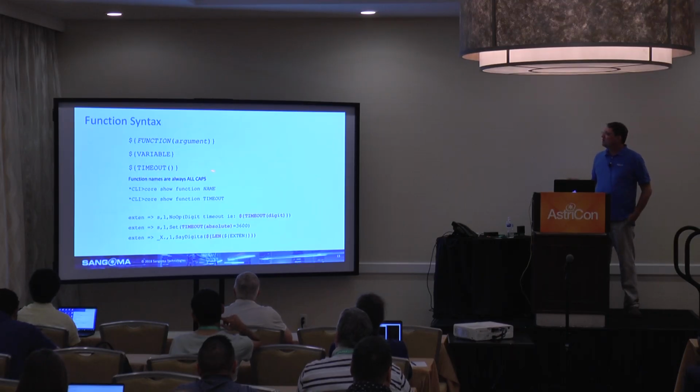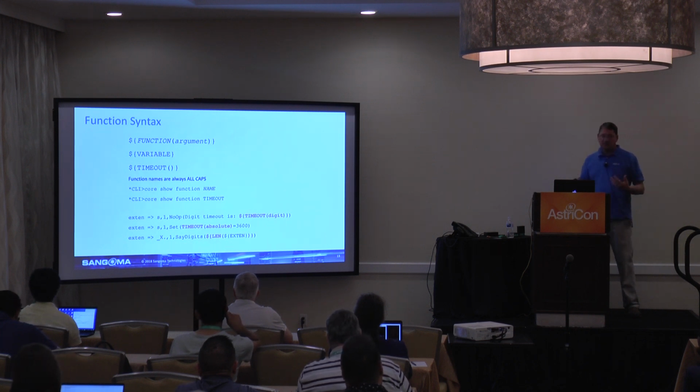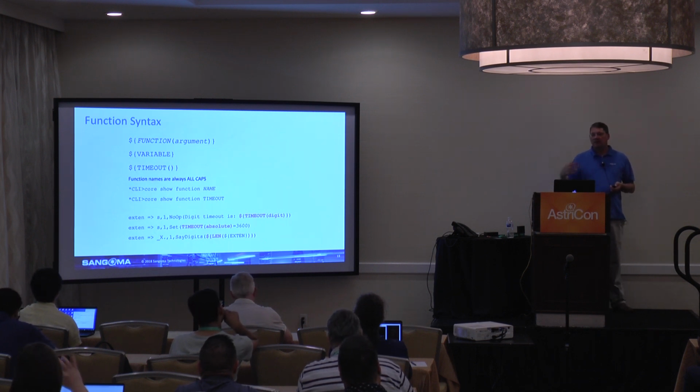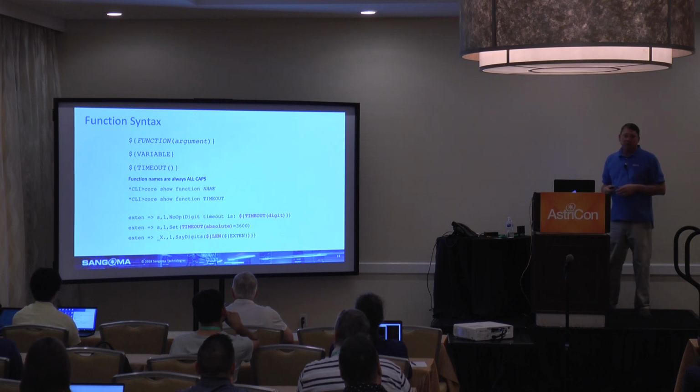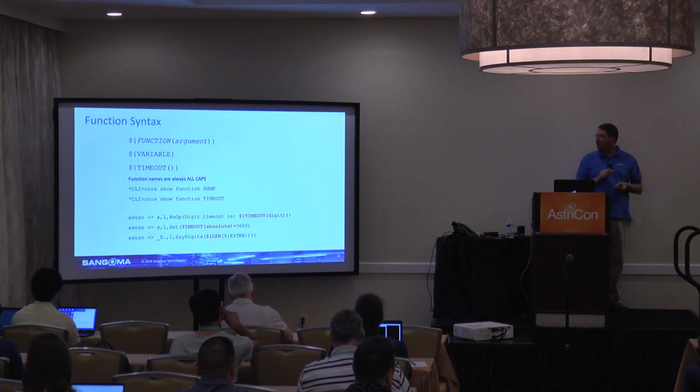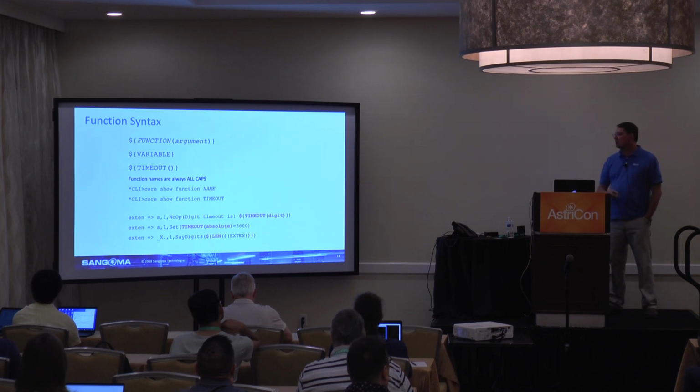In this case, timeout would be a function, and there are multiple different arguments for timeout. So we have a digit timeout. While you're in the read application, you can set the digit timeout, and it'll quit listening for digits after a certain amount of time. There's also an absolute timeout. What that does is hangs up the call after a certain amount of seconds. So in this case, after 3,600 seconds, the call will be hung up no matter what. And the dial application actually looks at the absolute timeout.